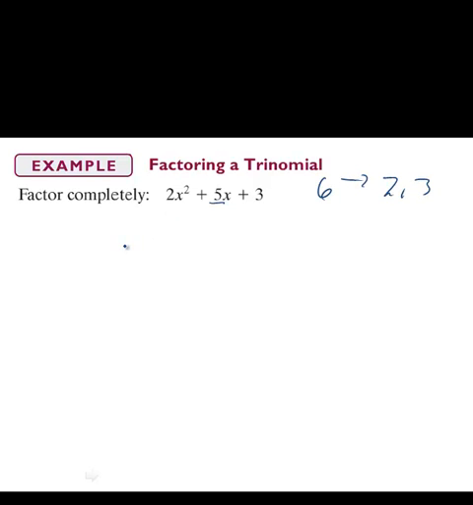So you could write that 5x as 2x plus 3x or 3x plus 2x. Either way is still going to eventually end up the same way. So I'm just going to write this as 2x squared plus 2x plus 3x plus 3. But like I said, this term could have just as well been 3x, and this could have been 2x. Doesn't matter.